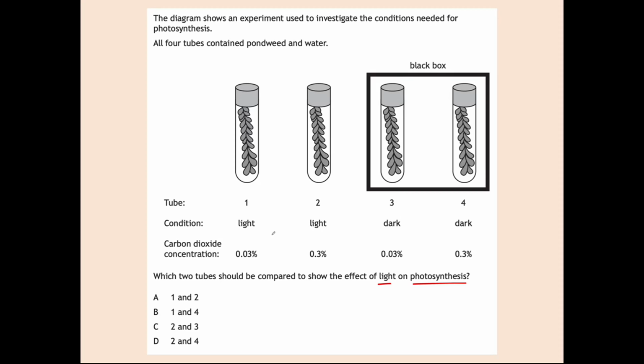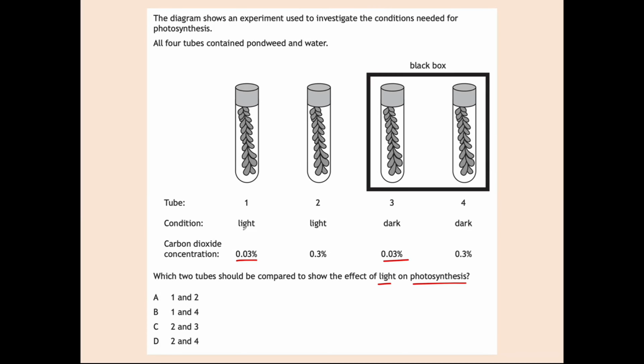So let's have a look at the options here. Now, 1 and 2 are both in the light, so we can't compare them. 1 and 3, well, that's light and dark, so we can compare them, in terms of the condition. If we also look at the carbon dioxide concentration, that is also the same. The only difference being the light and the dark. So 1 and 3 is a possibility. However, if we look at the answers, 1 and 3 is not an option there. So we need to find another one there.